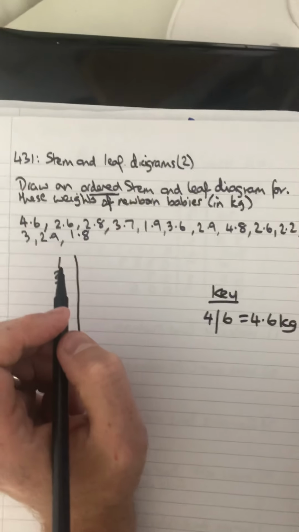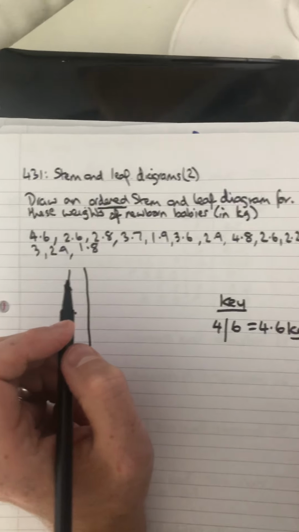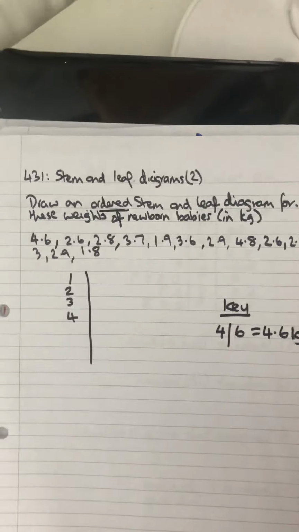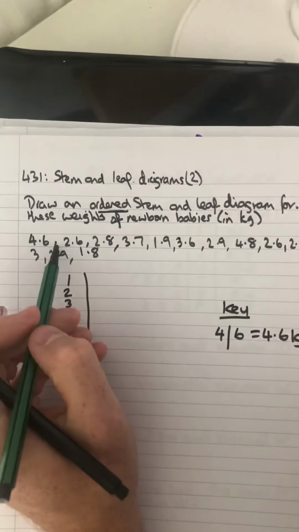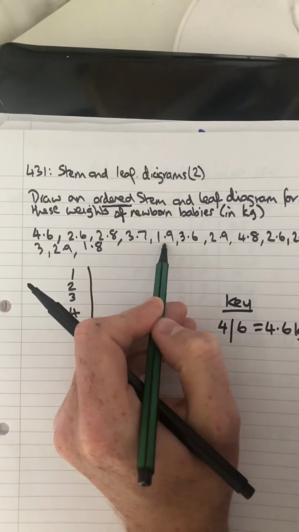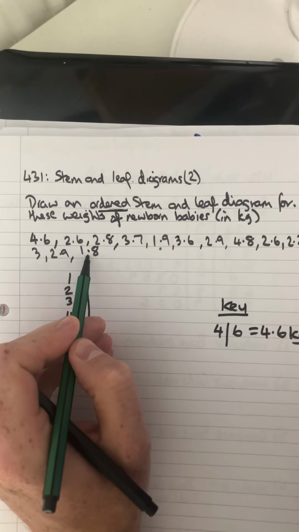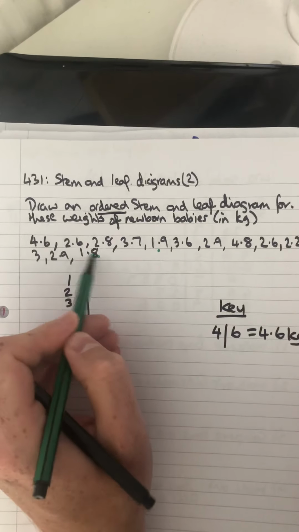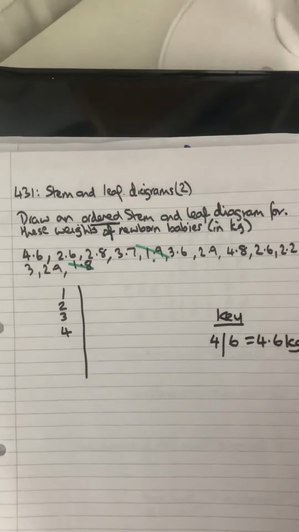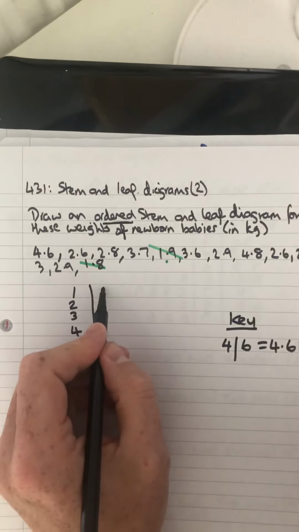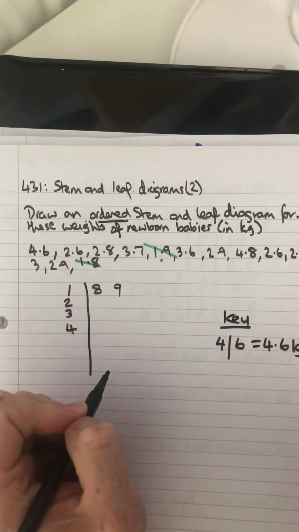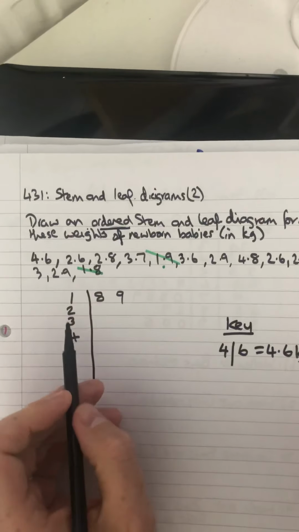So what I would do is start with all the ones, anything that's at 1 point something. I've got a 9 and I've got an 8, and that's it. So 1.8, 1.9, cross them off as you're going through. So 1.8, 1.9. Okay, so that's how you would write it.